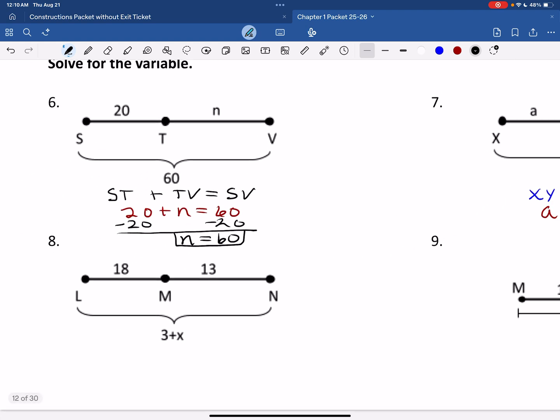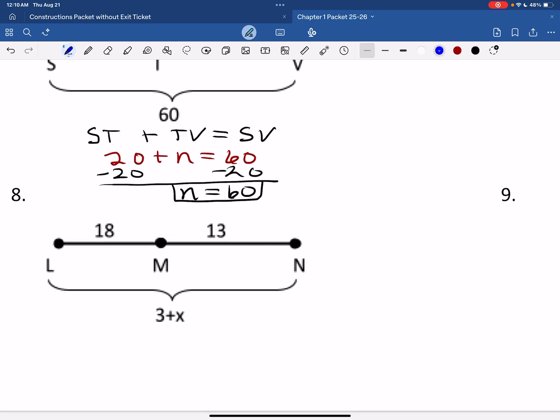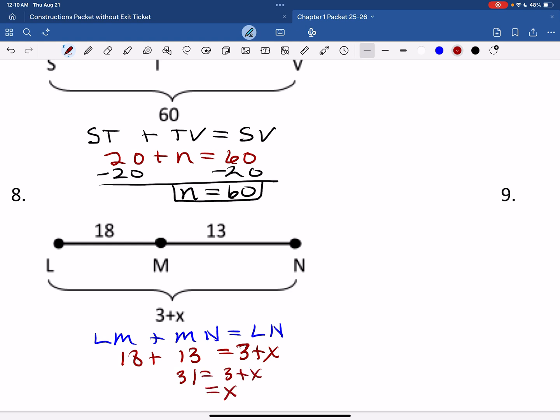All right, let's come over here to this one, see what we got. Okay, so what equation can I write? I can write LM plus MN is equal to LN. So I'm going to say LM is 18, MN is 13, and LN is 3 plus X. So now we're going to solve. So this is 31 equals 3 plus X. So X is equal to 28.